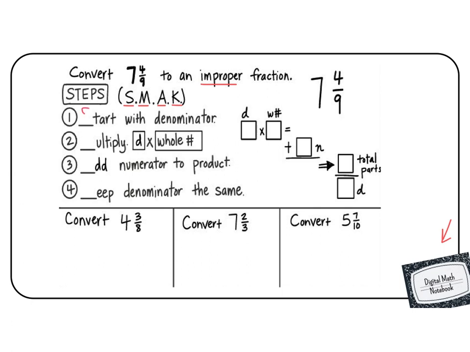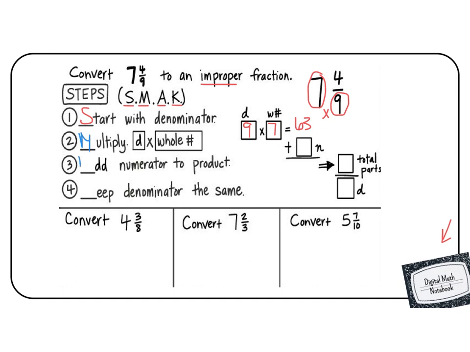Our first step says start with the denominator. So our denominator is the number 9, right? The 9 is on the bottom, the 9 is the denominator. So we're going to, D is for denominator, we're going to multiply 9 times the whole number. So we're going to multiply these two numbers, 9 times 7, because we have 7 whole groups and each one has 9. 9 times 7 is 63. Now I'm going to erase, and I'm going to use a different color. Oh, I missed a step, that was multiply.